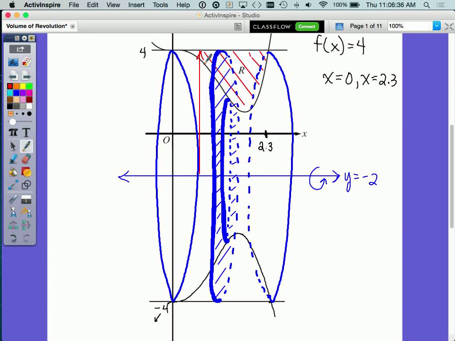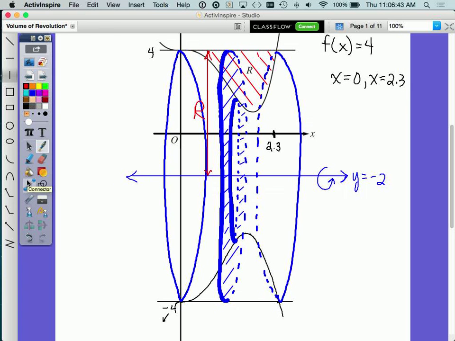I'm going to label this as being capital R. And my little radius is going to extend from here down to the axis of revolution. So this is going to be my little radius. To calculate these, I have to recognize that this big radius is really made up of 2 parts.